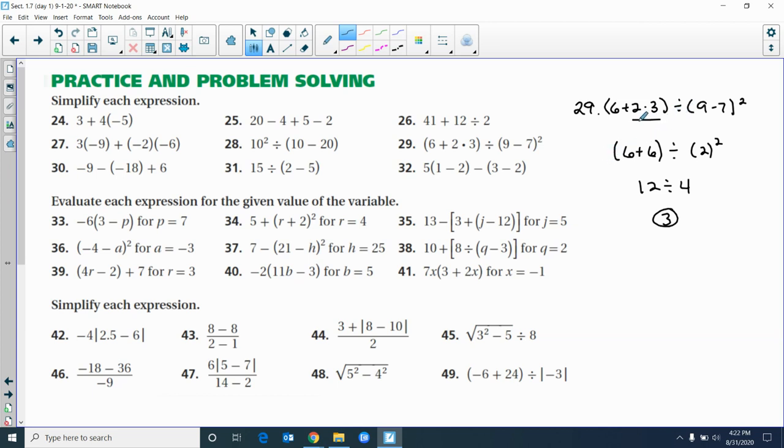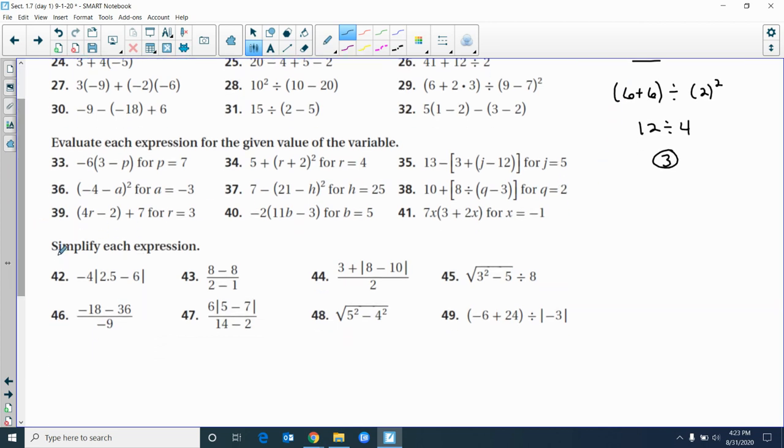Okay, so make sure you show and you validate each step. Now within there, there weren't too many difficult cases where you needed your calculator, but if there are, you can use that to do the actual math. All right, 45, let's take a look at that one. Square root of 3 squared minus 5, all under the square root sign, divided by 8.